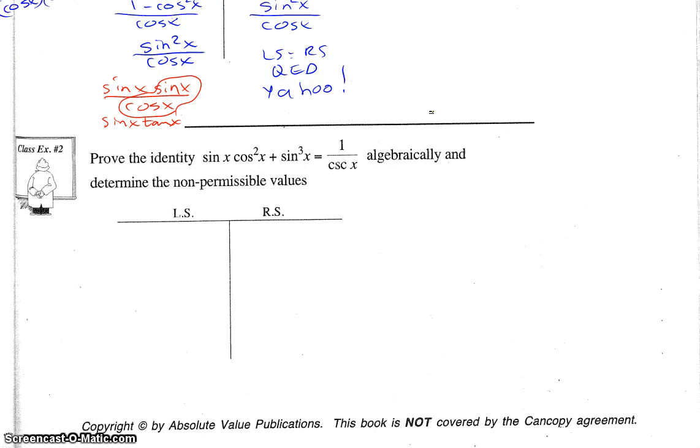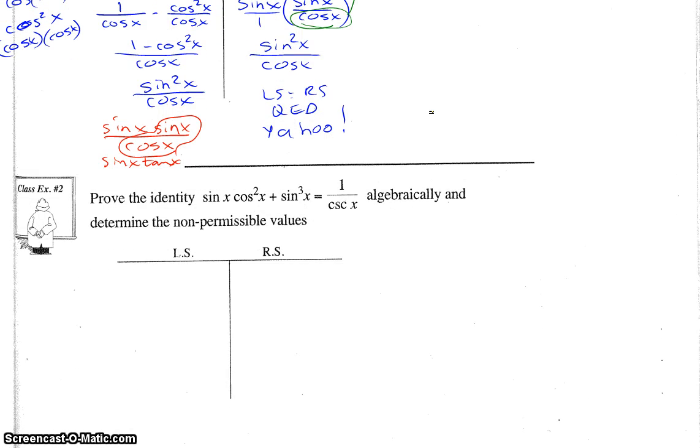Example number 2, prove the identity sine x cos squared x plus sine cubed x equals 1 over cosecant x algebraically. What they mean there is don't put it in your graphing calculator. If you want to check it that way, that's fine, but no need to check it really. And then determine the non-permissible values. Okay, let's write the left side on this side, plus sine cubed x, and then 1 over cosecant x on the right side.